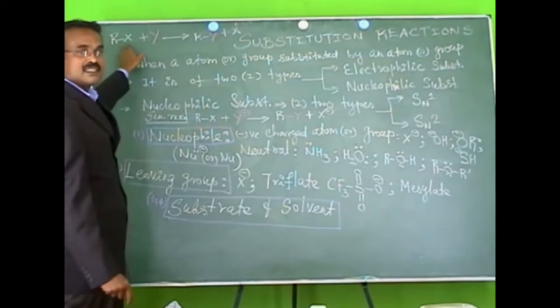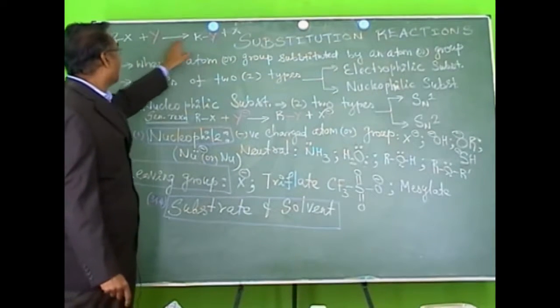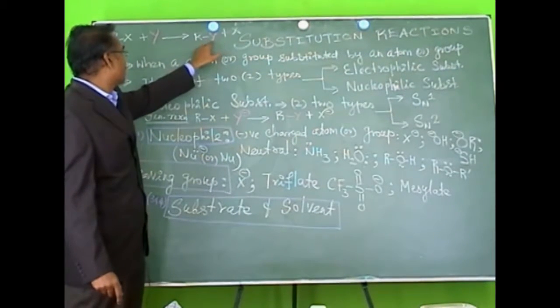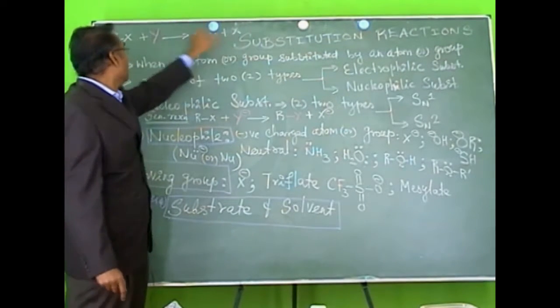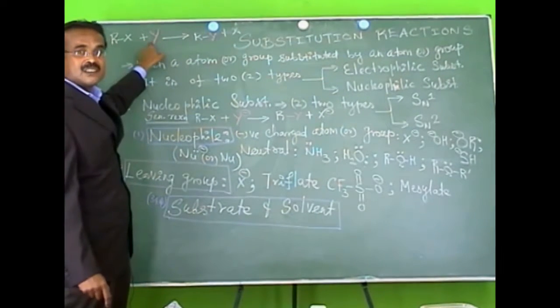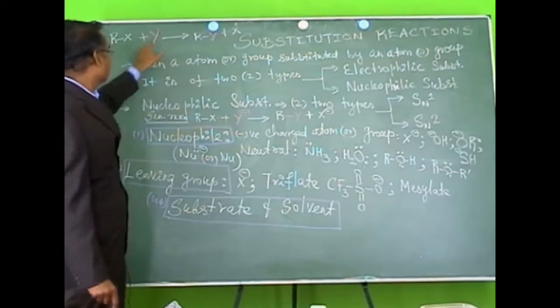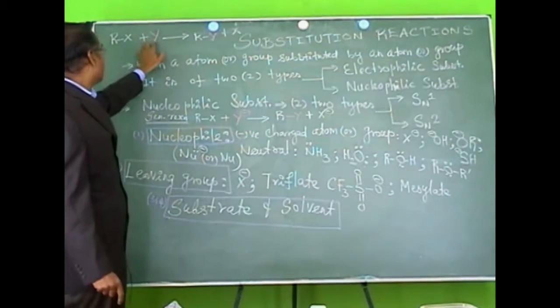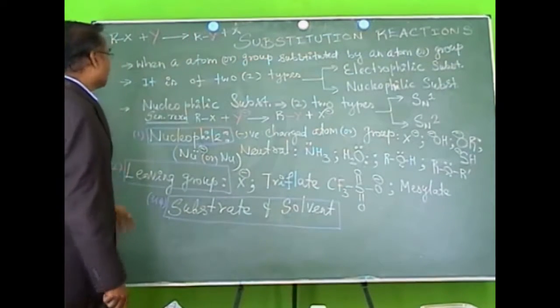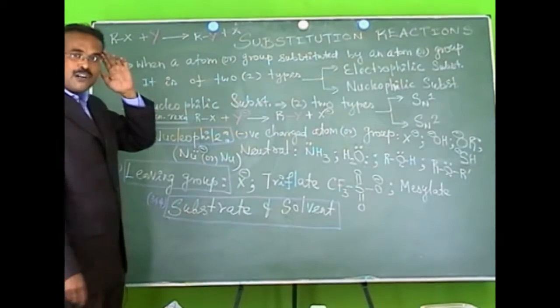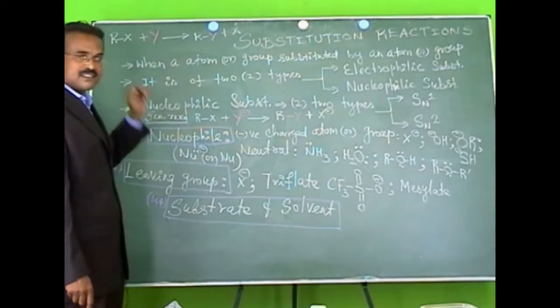This is the general substitution reaction. Here X is substituted by Y, and Y is occupying the position. X is called the leaving group, and Y is the attacking species, called the reagent. So based on the nature of Y, the substitution reactions are of two types. Now we are going to concentrate only on nucleophilic substitution reactions.